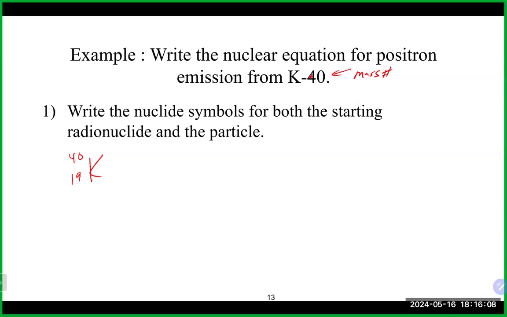It is going to go through positron emission. Emission means our positron particle is going to be over here on our product side, and you can use the beta particle symbol, or you can use the e for it as well. Now we want to look for our missing atomic number. I have 19 and 1 on the other side, so 18 is missing, and that is our friend argon. Up on top, I have 40 on the left, 0 on the right, so that's going to be a 40 right there. And there it is.